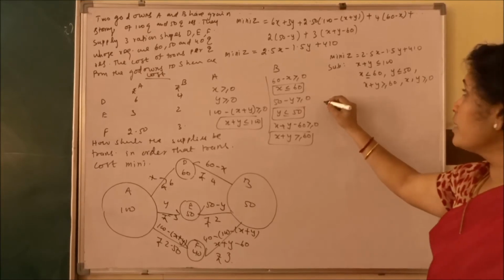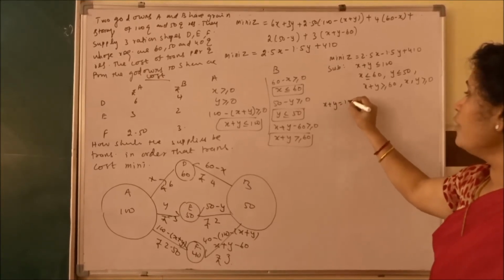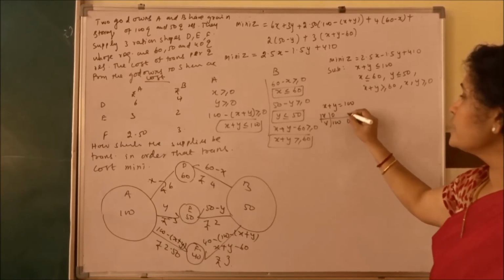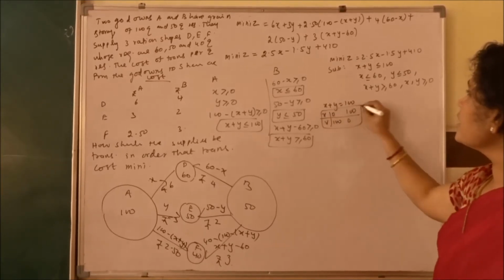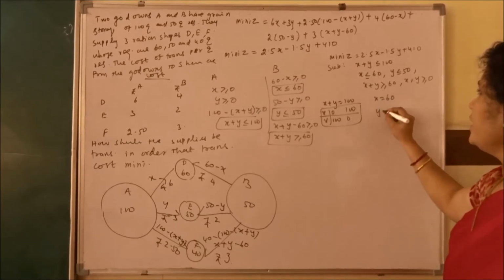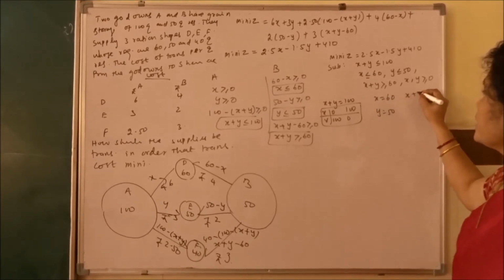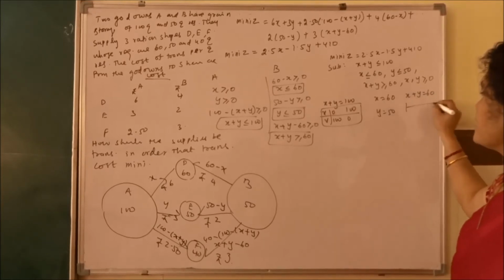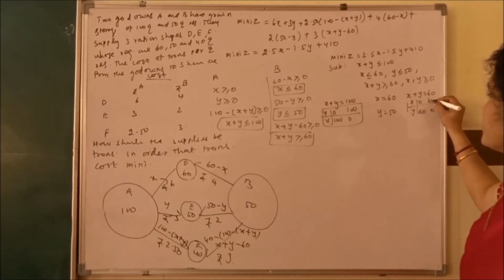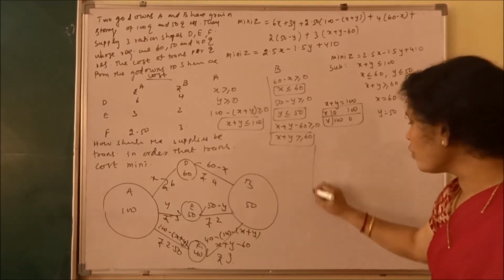Now I am going to draw a graph, that is x plus y equal to 100. Now if I take x is 0, y is 100, y is 0, x is 100. And the next, x is less than or equal to, that is x equal to 60, another line, and then y equal to 50, another line, and then x plus y equal to 60, so that is x is 0, y is 60, y is 0, x is 60. Clear to you? Now I am going to draw the graph.